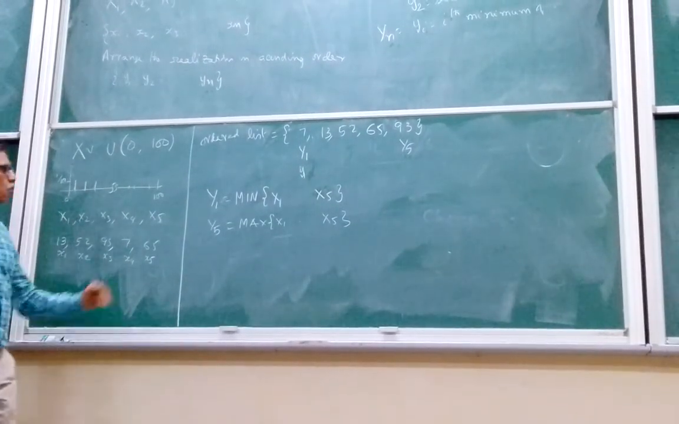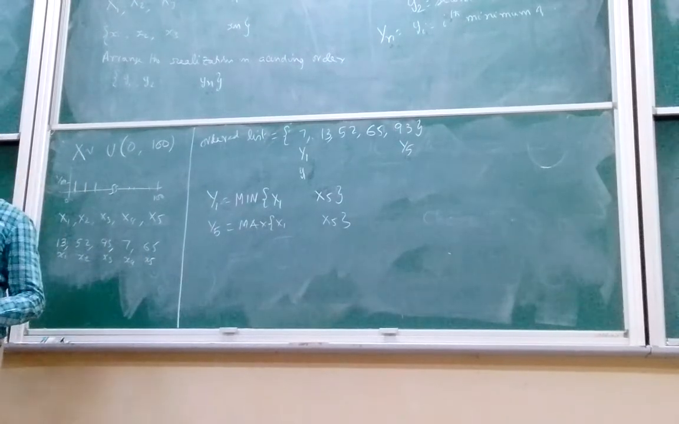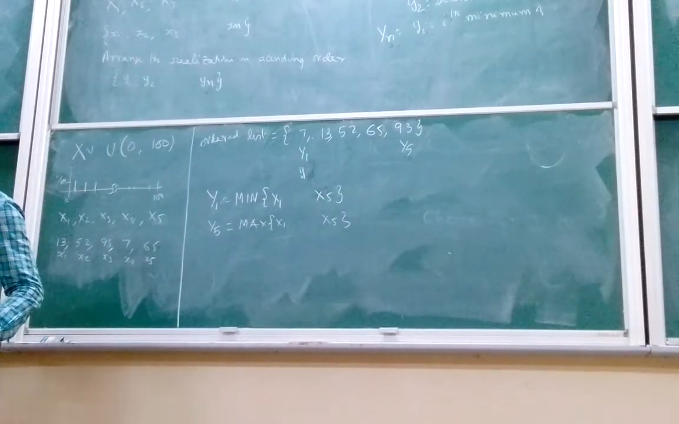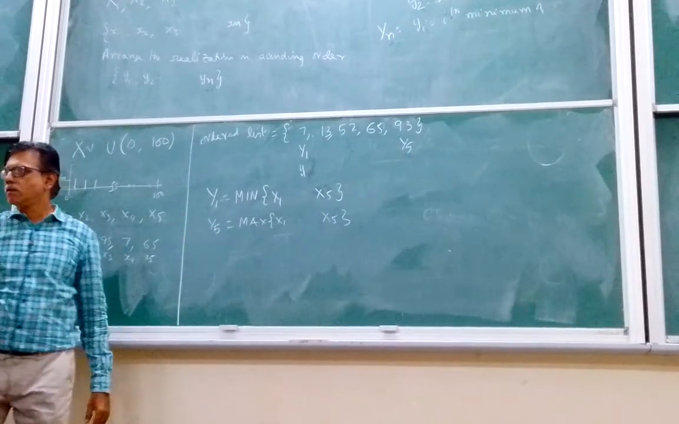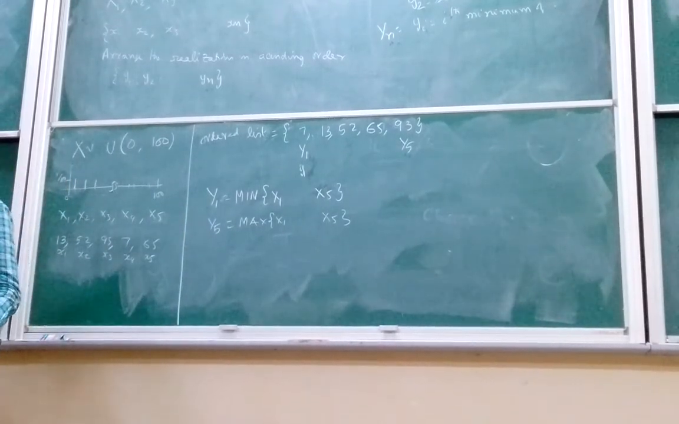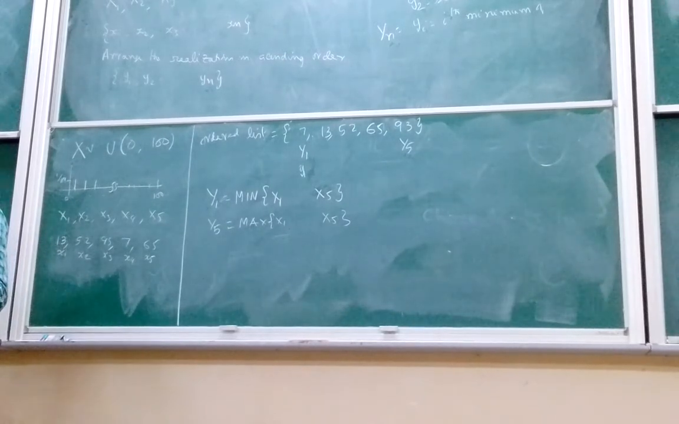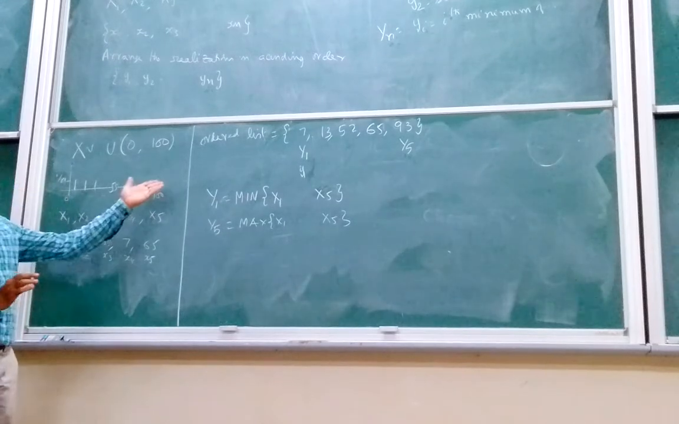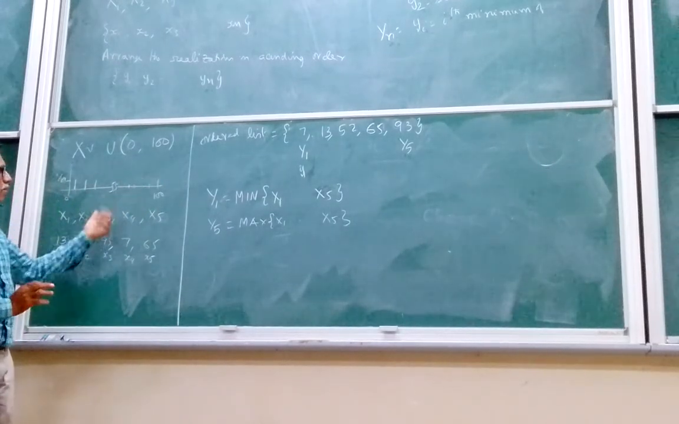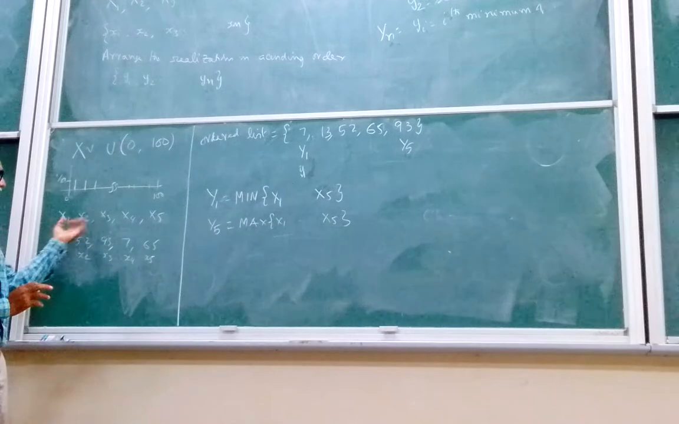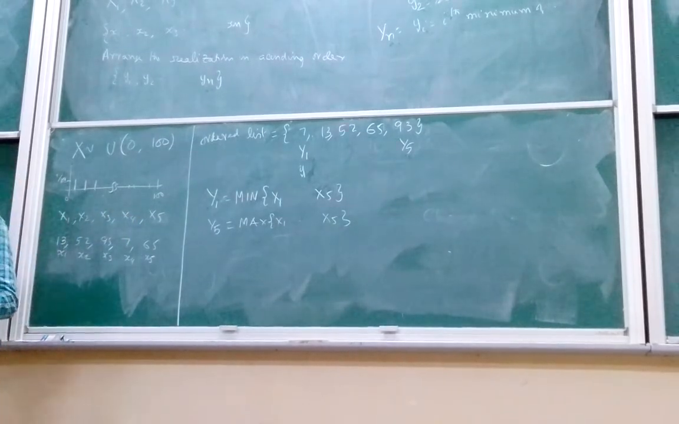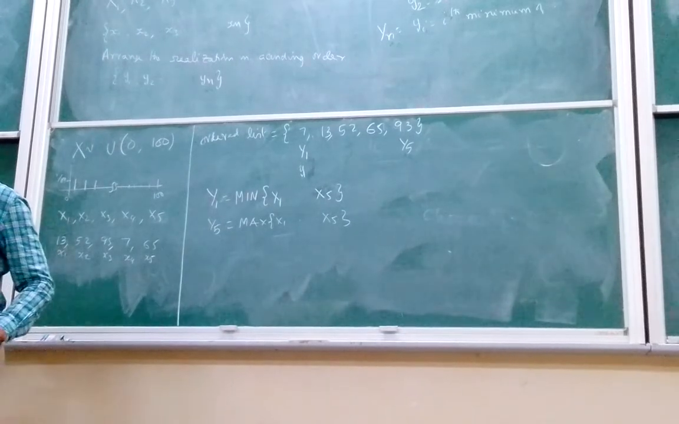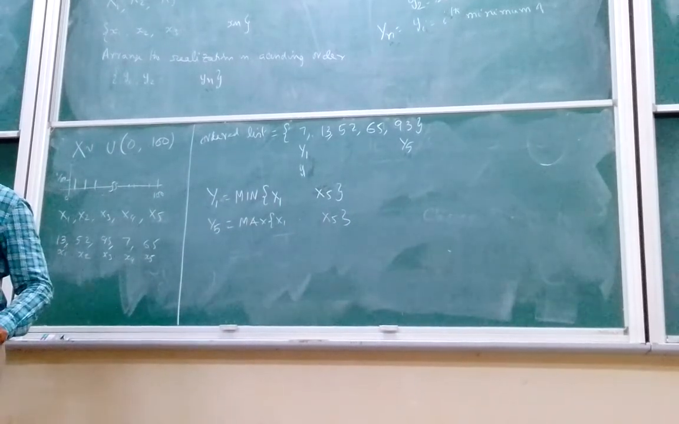Now, what can you tell about the characterization of y1, y2, y5? The support will be the same. What do you mean by support of a random variable? The values that it can take. It will also lie between 0 and 100, because they are nothing but some of the same numbers. What x1 can take, the same values y1 can take. Will it be uniform between 0 and 100? y1 and y5.